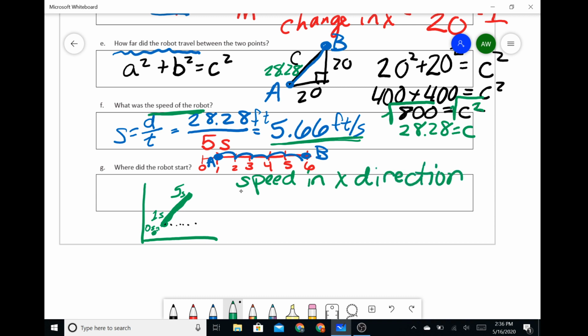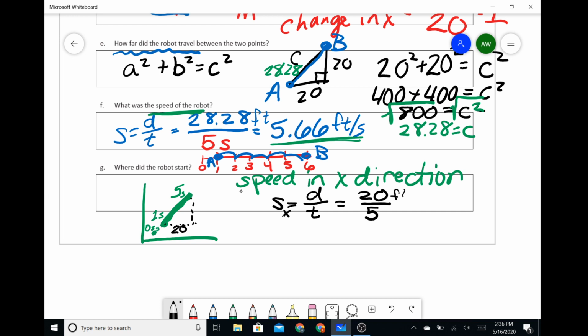Okay, and the way we figure that out is we're going to take the distance that we changed in the x direction, and we know that this distance is 20, right? The speed in the x direction is still going to be distance over time. We just have to remember that this is not the total speed, it's just the speed in the x direction. So the distance we already know is 20, and the amount of time it takes us to do that, we already know is 5 seconds, right?